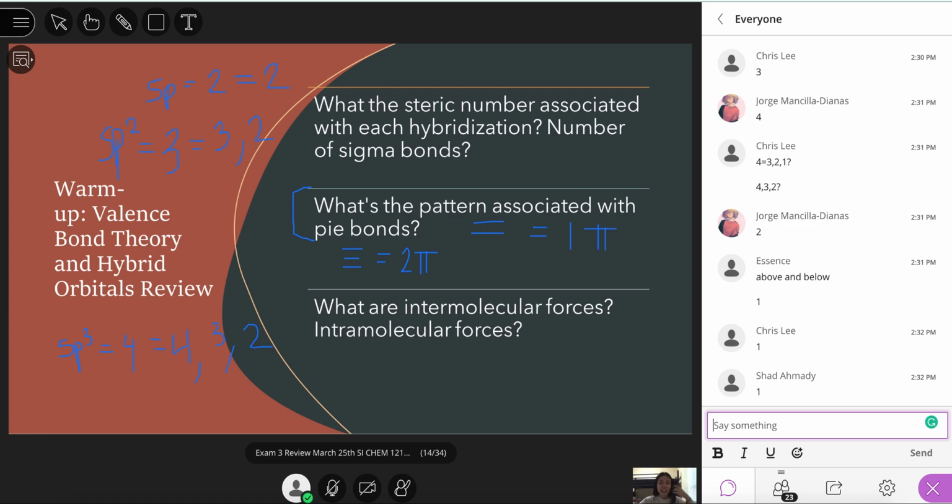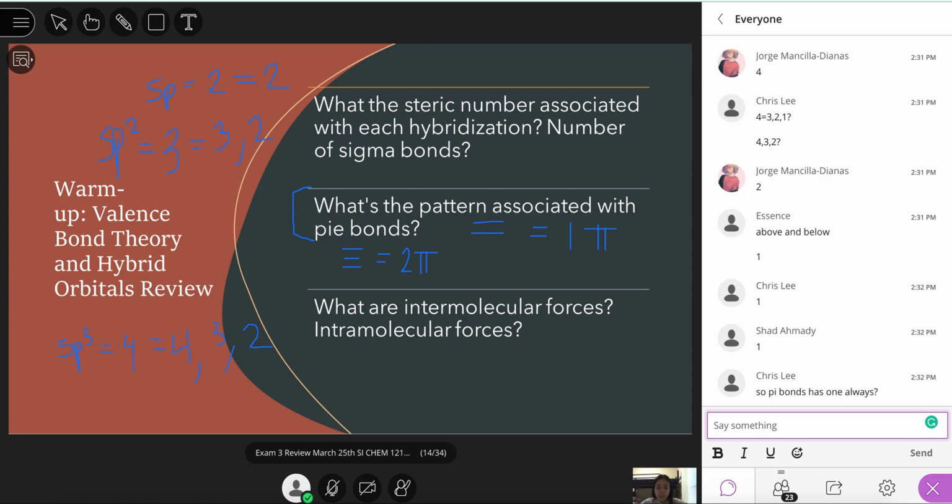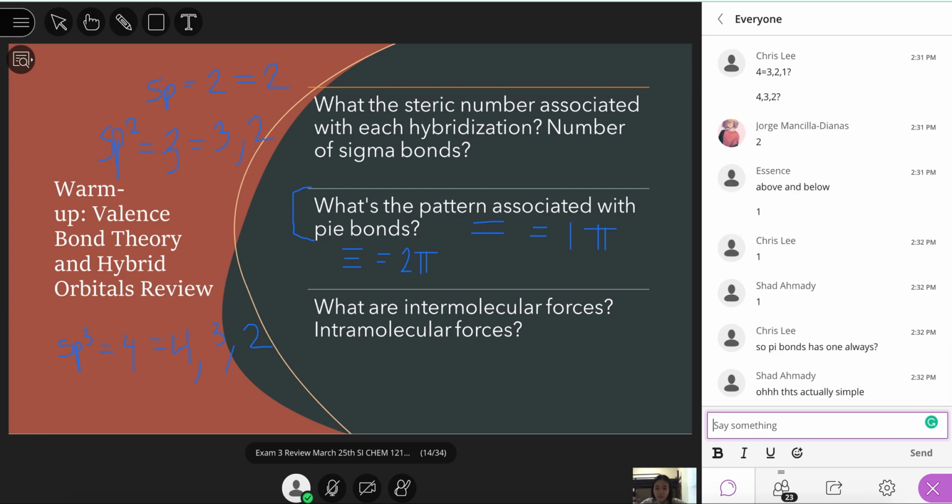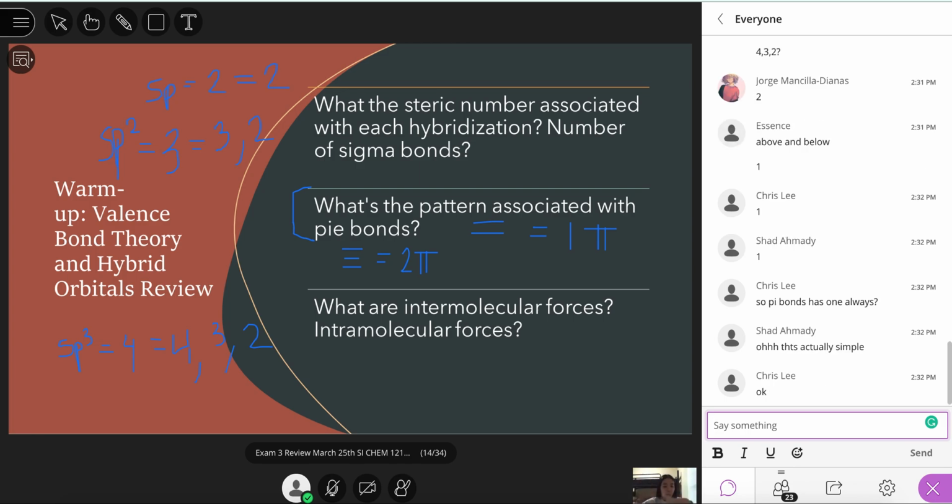That's the whole pattern. Pi bonds are just gonna be 1 less than a double or triple bond. For steric number, or really sigma bonds, each bond just counts as 1. So a triple counts as 1, a double counts as 1, a regular single bond counts as 1. And then pi bonds are only there in double or triple bonds. Pretty simple once you get it.